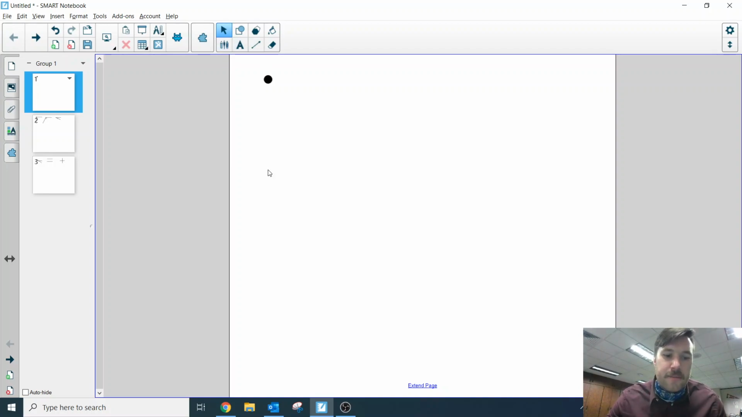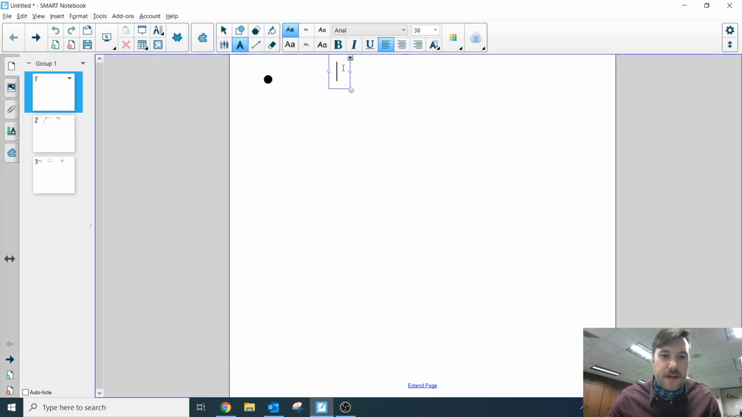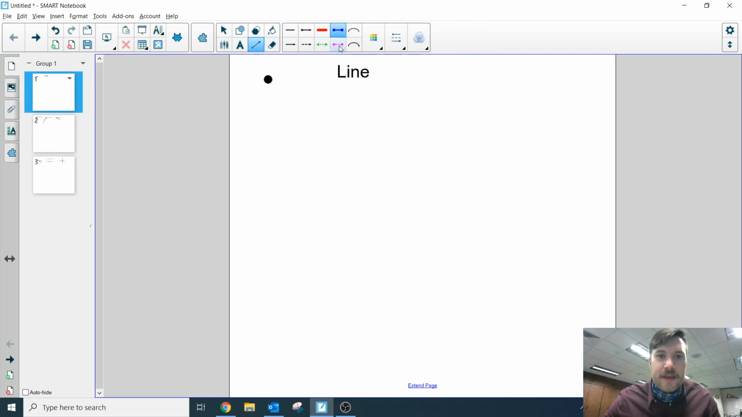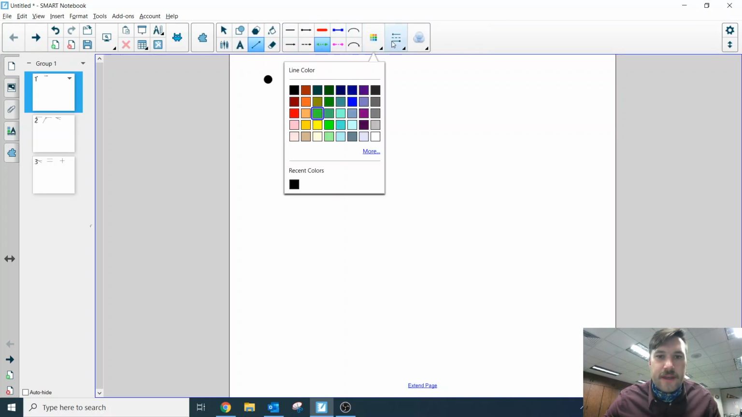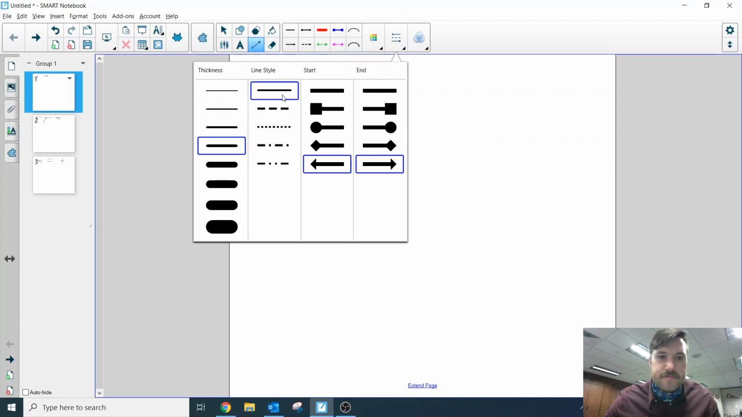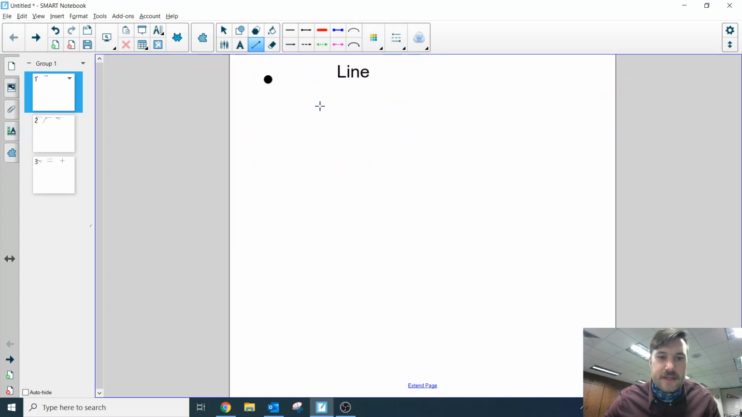So the first type of line that I want to talk to you about is what we call a line. Now, you may think you know what a line is. Okay, you can draw a line, but there are some aspects about lines that we need to know. So a line is special because a line continues on forever in both directions.